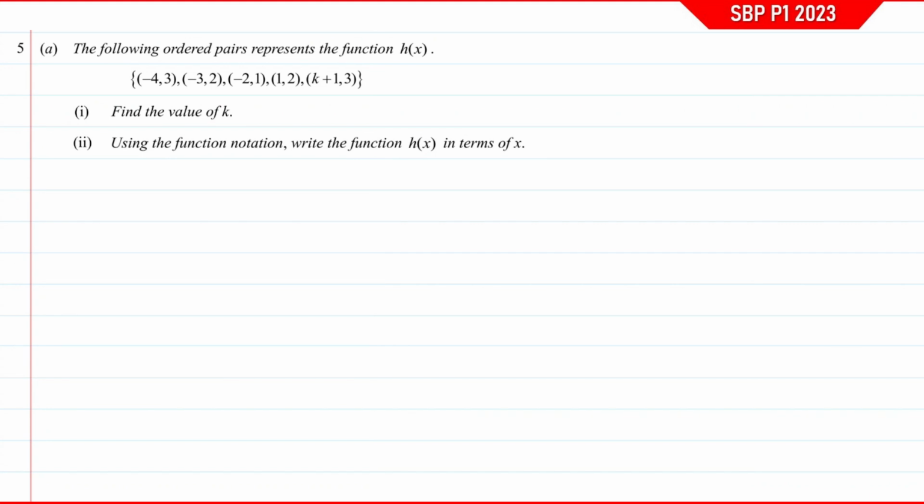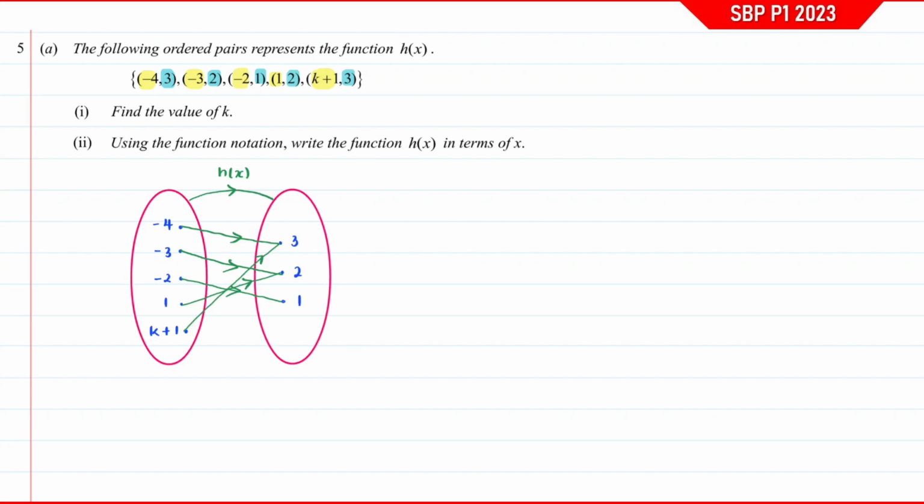Question 5a. The following ordered pairs represent the function h(x). 1. Find the value of k. In ordered pairs, the number stated first here is going to be the object. And the number stated later on here will become the image. So if we convert this ordered pair into an arrow diagram, then it will look like this. Based on the pattern, we can say that the k plus 1 here is equal to 2. Therefore, k is equal to 1.